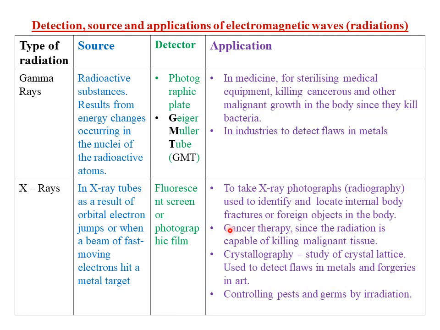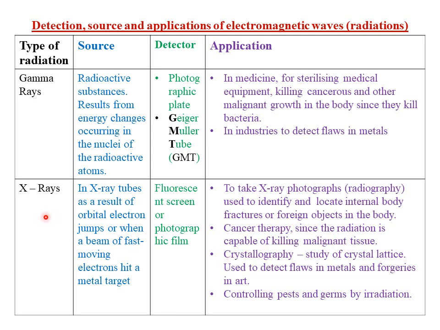Then X-rays are also used in cancer therapy, since the radiation is capable of killing malignant tissues. These are simply tissues that grow in an undesired way. That is, they are not desired within the body, but they can grow as a result of maybe cell mutation. So they can also lead to a tumor.